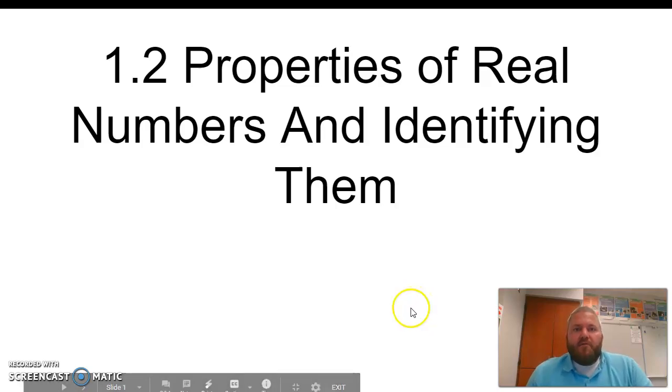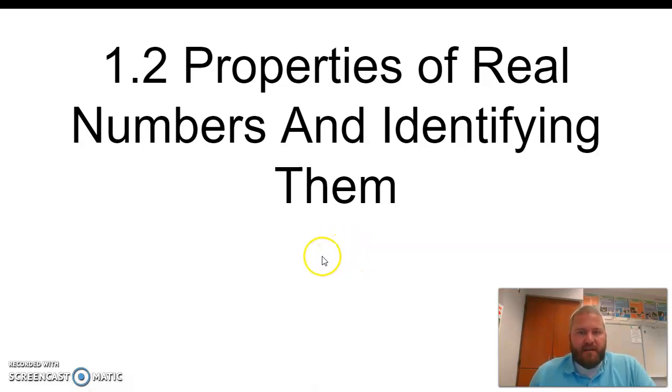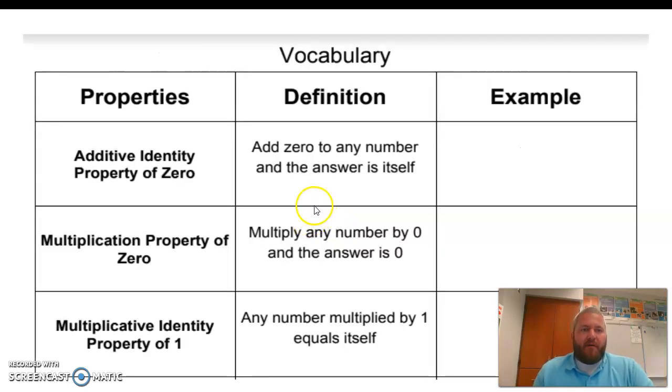Hello class, welcome to 1.2, Properties of Real Numbers and Identifying Them. Just like yesterday's lessons, this lesson is going to rely heavily on vocabulary. So get your notes ready and we'll take a look at a few of these properties and how they work.